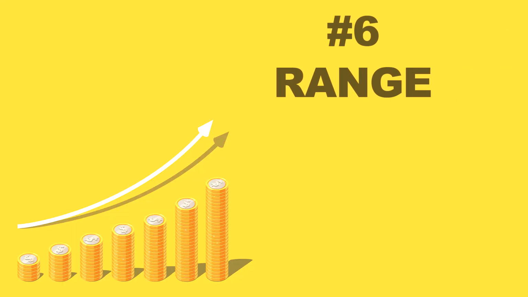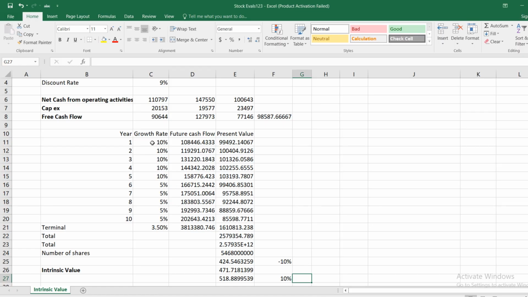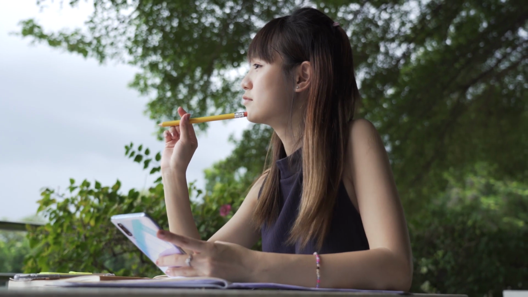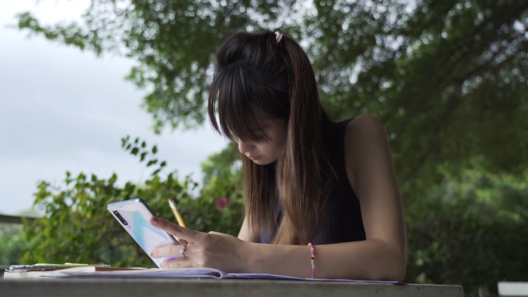Number 6. Range. While calculating the intrinsic value, we have made many assumptions. So the value is not accurate and we need to modify it a bit. Instead of taking it as a single value, we'll have to consider it as a range of values within a plus minus 10% zone. So anything within plus minus 10% of the calculated value can be considered as an intrinsic value of that company.